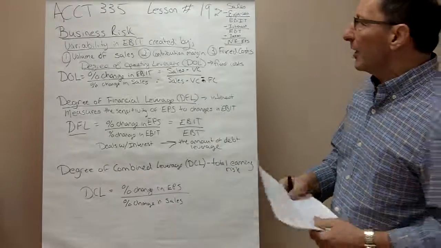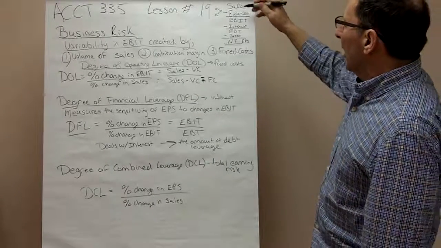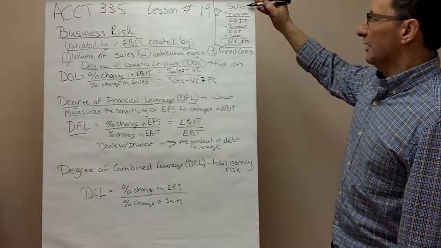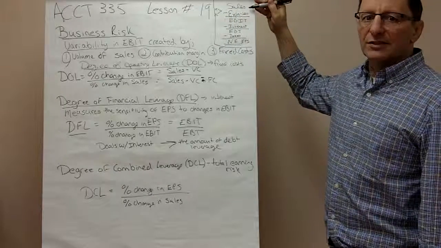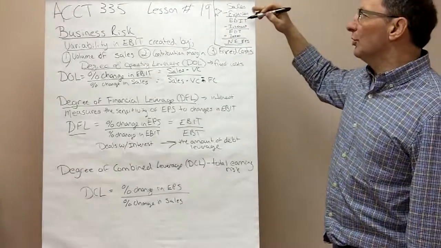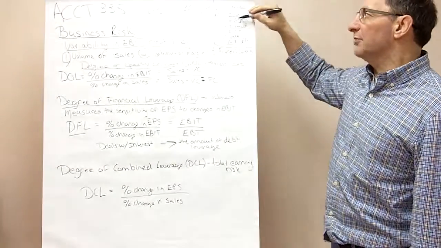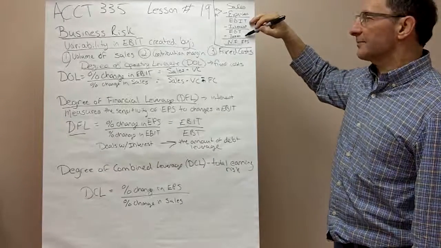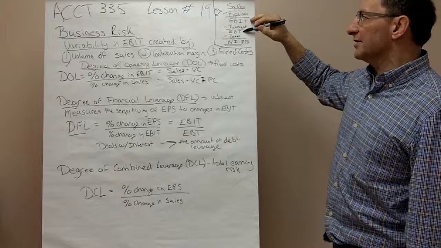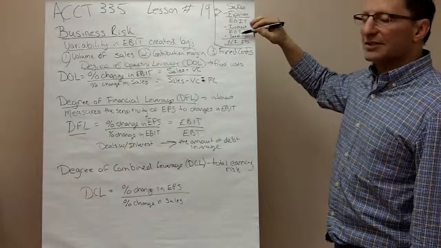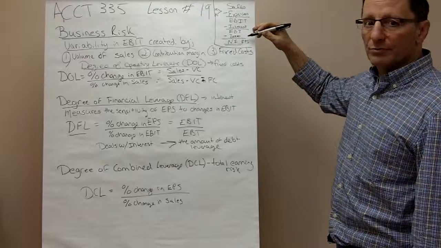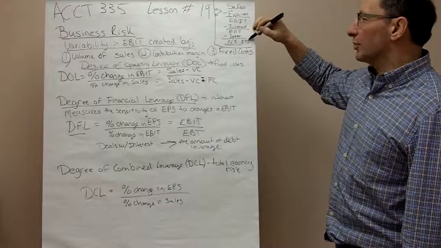A quick review of the income statement, and I have that listed right here in the top corner. Sales minus expenses, which deal with both variable and fixed expenses, gives you EBIT, earnings before interest and taxes. Minus interest gives you earnings before taxes. Minus taxes gives you net income, or if you're doing it on a per share scale, earnings per share.